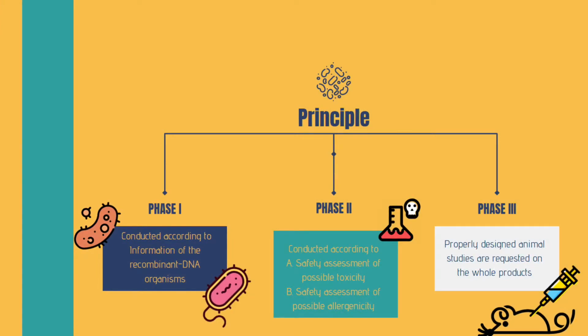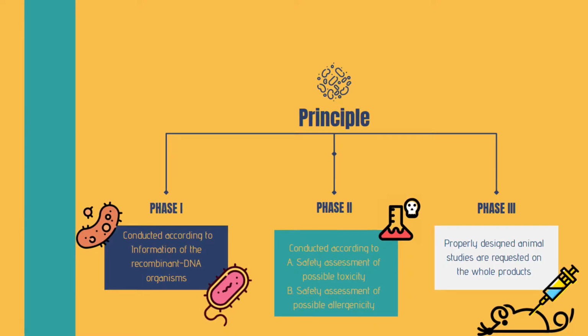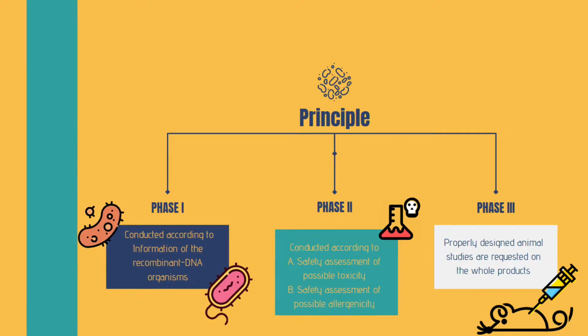The principles of safety assessment of GMO products derive from recombinant DNA organisms. Information required varies according to the source of the GMO products, which are plants, animals, or microorganisms. And the safety assessment of GMO products derived from recombinant DNA organisms is conducted in three phases as follows. For the first phase, the assessment is conducted according to the information on the recombinant DNA organisms.